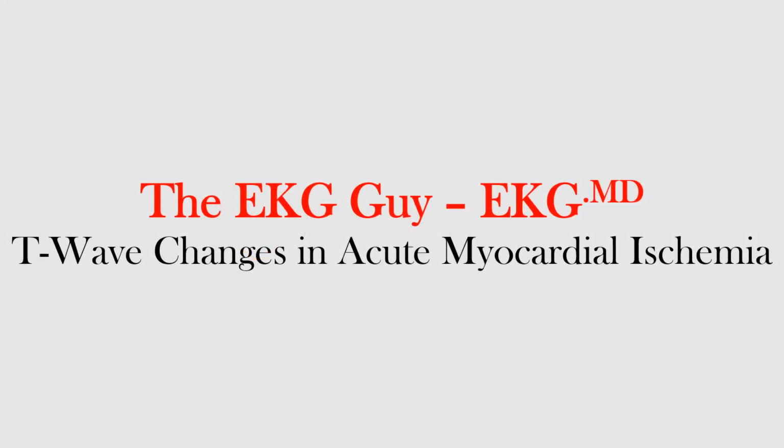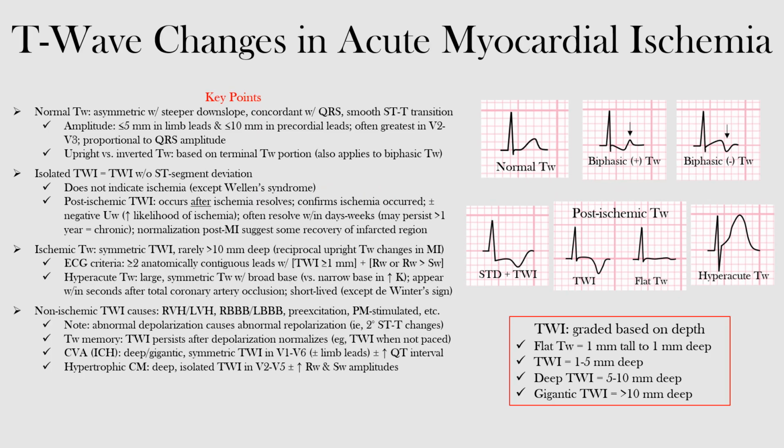In this lecture, we will discuss T-wave changes in acute myocardial ischemia, including a review of normal T-waves, isolated T-wave inversion, as well as ischemic and non-ischemic T-waves. The T-wave is known to be generally difficult to discern whether it is normal or abnormal on the EKG. If you recall, normally the T-wave is concordant with the QRS complex, meaning that it goes in the same direction as the main vector of the QRS complex. If they go in the opposite direction, that is discordant, it is generally considered abnormal.